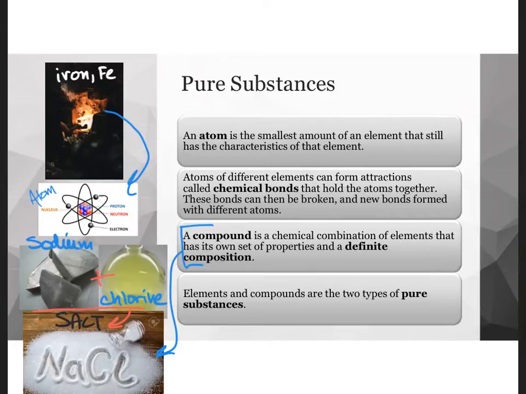Regardless of whether you get your salt from the top of the shaker or the bottom, you can expect sodium chloride to have the same definite composition, or ratio of atoms, in every grain you taste. Because the composition of elements and compounds are the same throughout a sample, we classify these as pure substances.